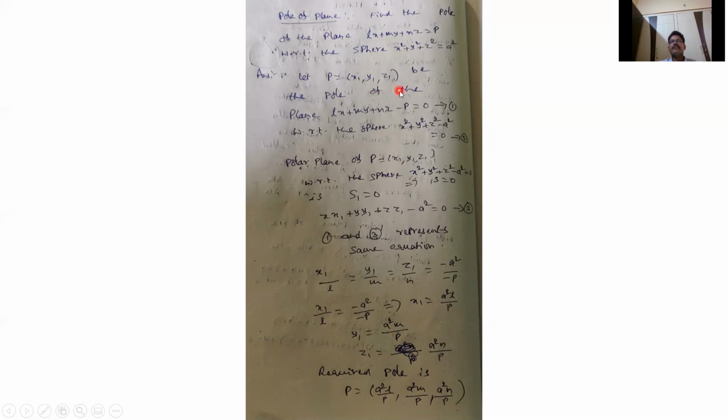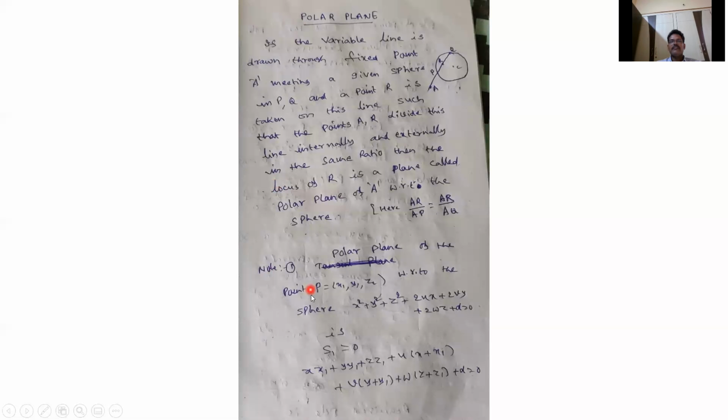Let P = (x1, y1, z1) be the pole of the plane Lx + My + Nz − p = 0 with respect to the given sphere x² + y² + z² − a² = 0. So we have to find the pole of the plane with respect to this sphere. We know that the polar plane of a point P with respect to the sphere is S1 = 0.